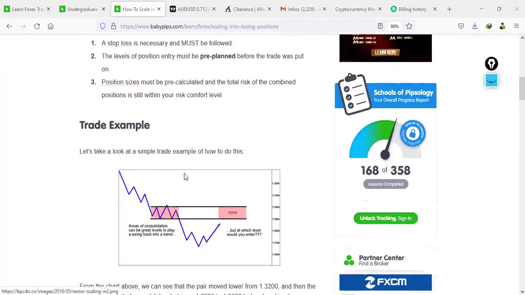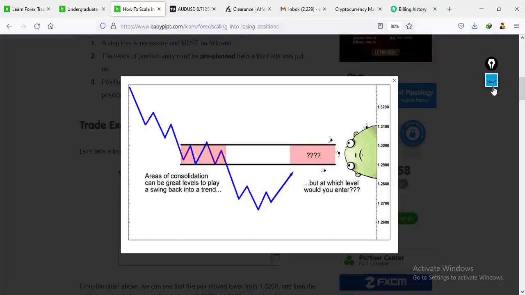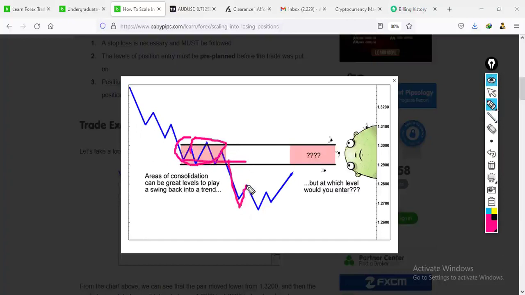So let's look at the trade example. Okay, so we see this chart, price is coming down, and in this area price consolidated before price broke the support and created a lower high, lower low, then failed to create a lower high, failed to create a lower low, giving us an inverted head and shoulders pattern, and what do we see?